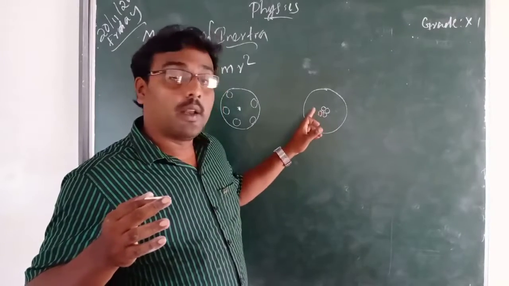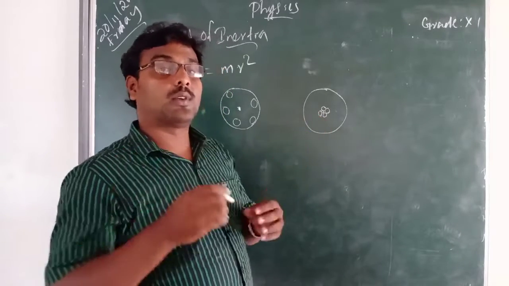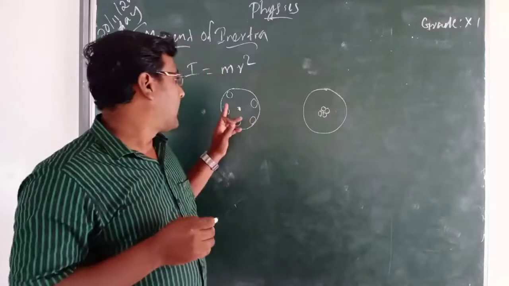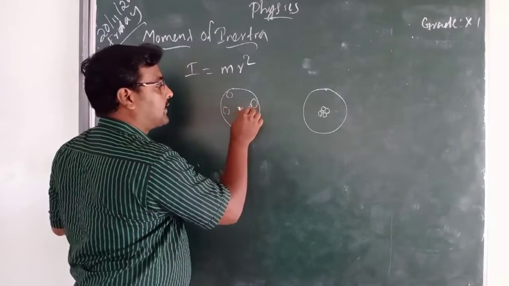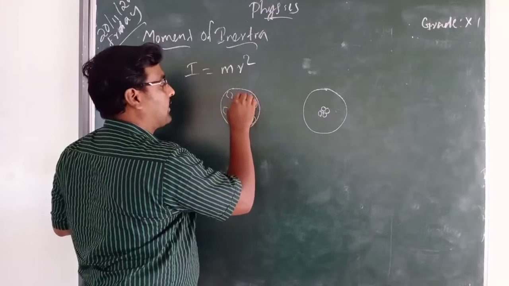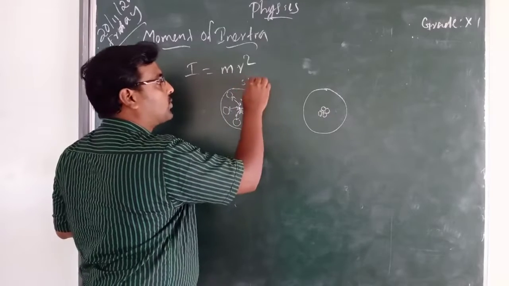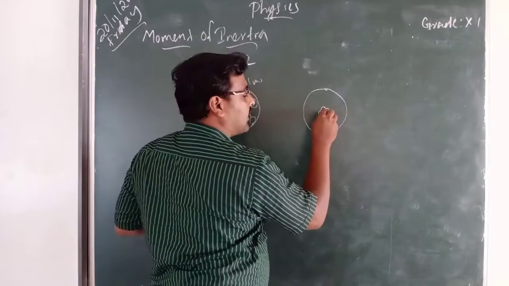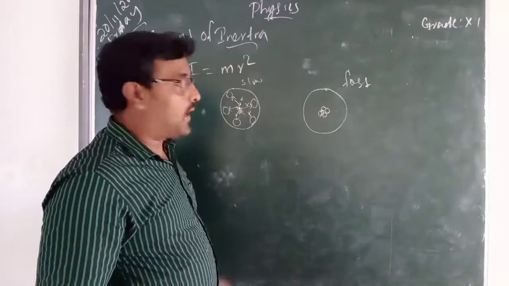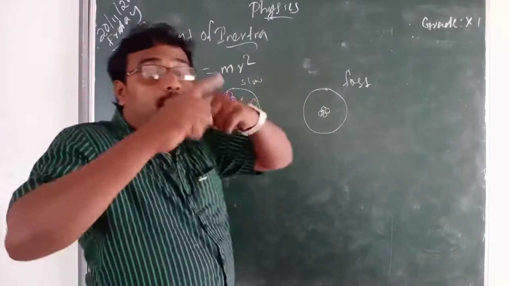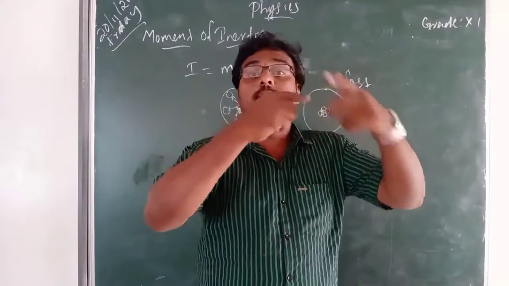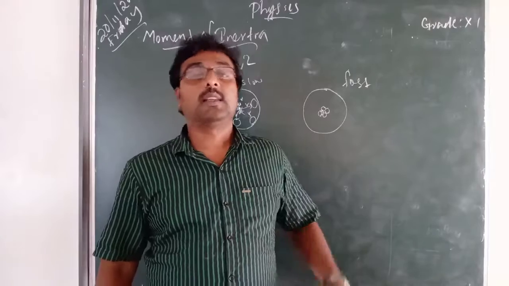The particle which is closer to the axis will rotate faster. Here the distance, this distance, this is R, this is R, this is R. Here the distance is more, it moves slowly. Here the distance is less, so it moves fast. So here the particle is resisting this motion. The particle at some distance resists the motion. That is what moment of inertia is.